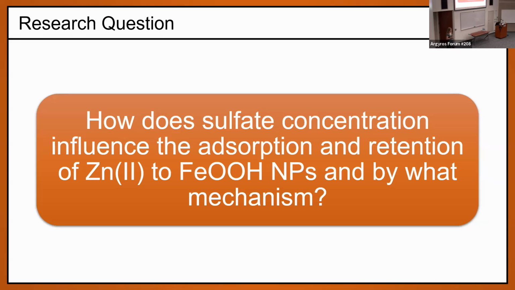So this led to my research question, which was, how does sulfate concentration influence the adsorption and retention of zinc to iron oxyhydroxide nanoparticles, and by what mechanism?